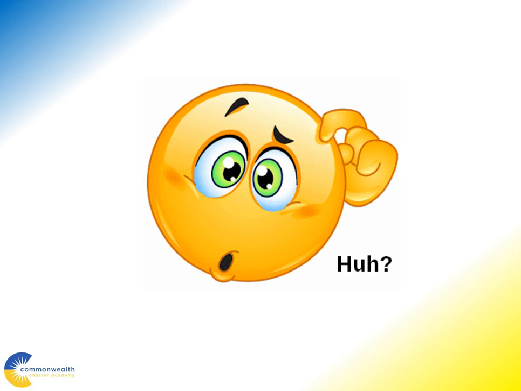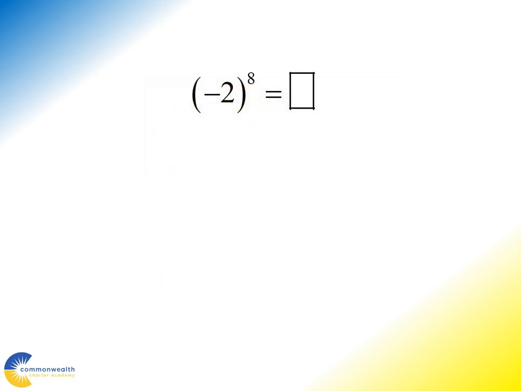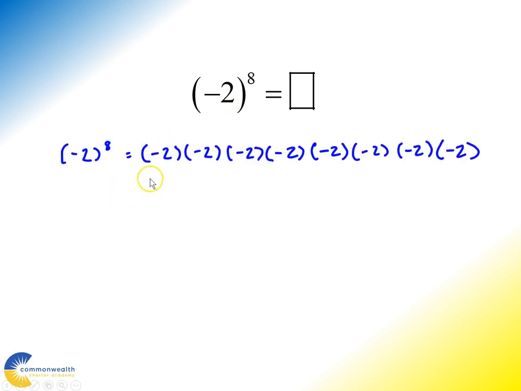Sorry, that was incorrect. Negative 2 to the 8th power means I'm going to have negative 2 multiplied by itself 8 times. So there's 8 negative 2's being multiplied together here, which means I basically have 4 pairs of negative 2's being multiplied together.